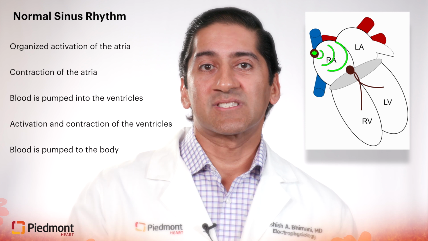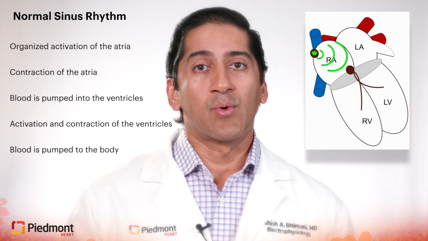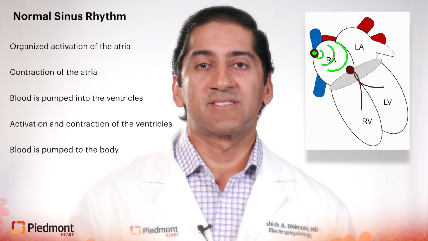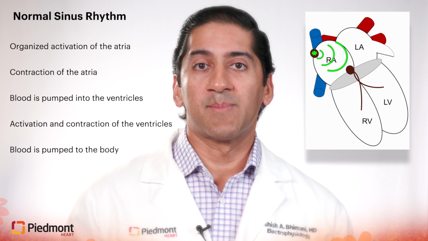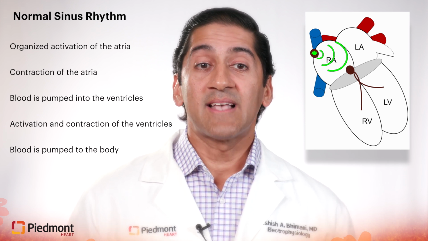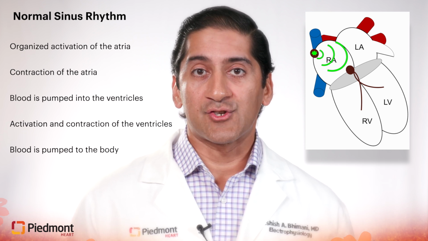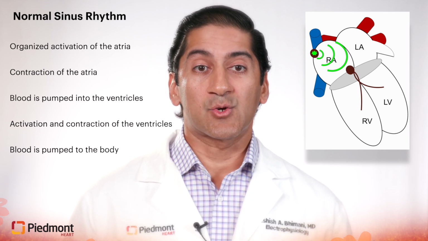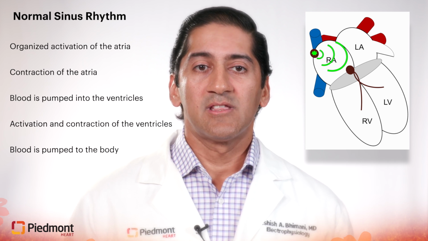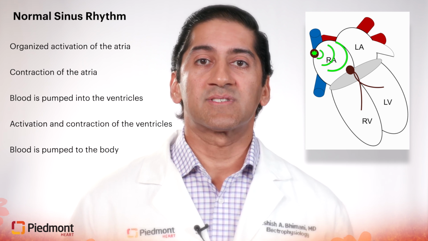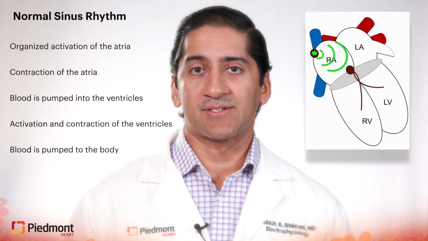So let's look back at our schematic. Now, a normal heart rhythm we call normal sinus rhythm because the signal is typically generated from the sinus node. That signal then emanates out and moves in that smooth, organized pattern throughout the atria. That causes the atria to squeeze the blood into the ventricles. The signal then goes to the ventricles, which squeeze and pump the blood out to the rest of the body.